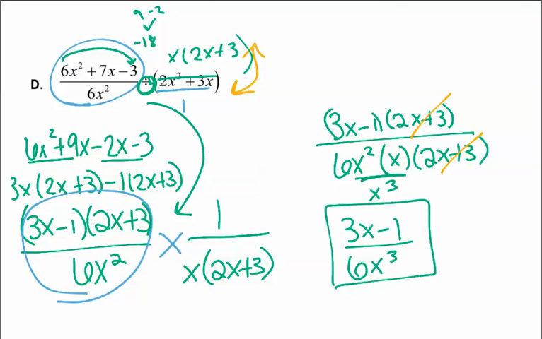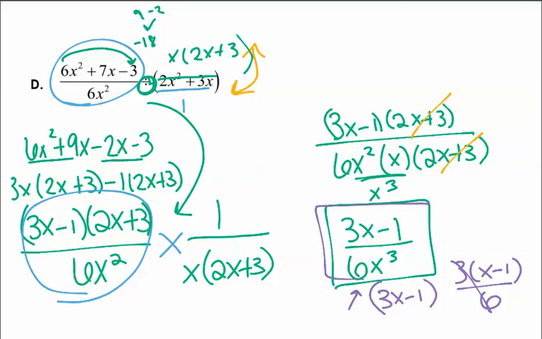A lot of you are going to be tempted to want to cancel this 3 and this 6, but you can't because the 3x minus 1 is grouped together. If it was 3 times x minus 1 over 6, then you can. But because there's no parentheses, you have to leave it like this.